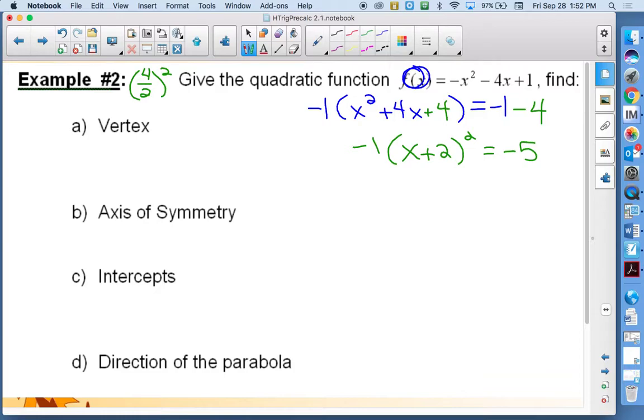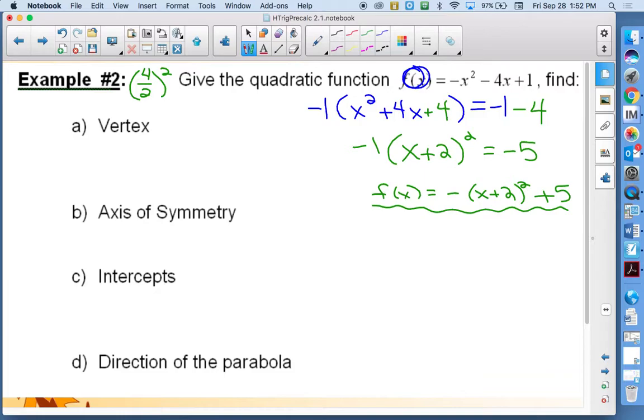So standard form would be negative x plus 2 squared, and then plus 5. Just take that 5 back so that it's with the quantity squared. So right here is standard form. Questions?